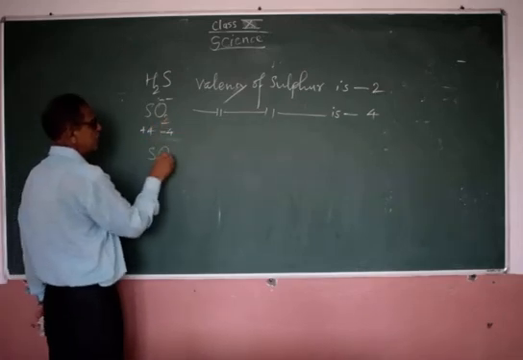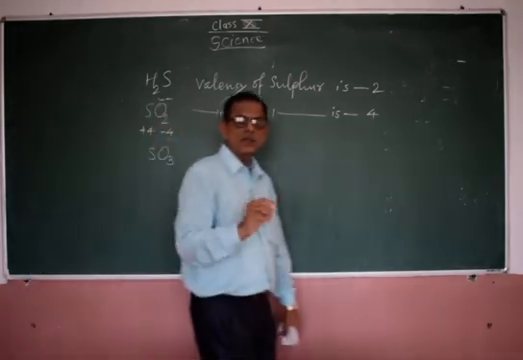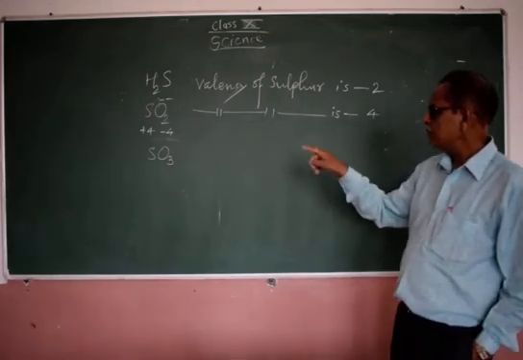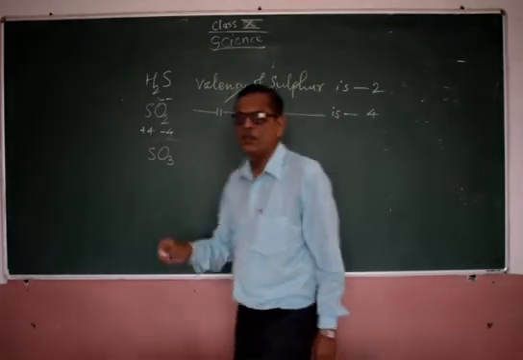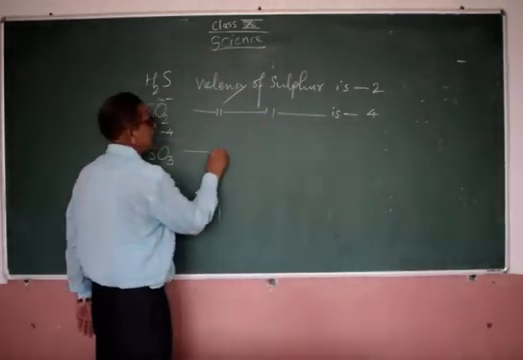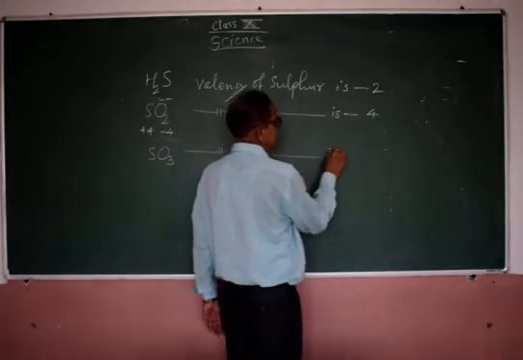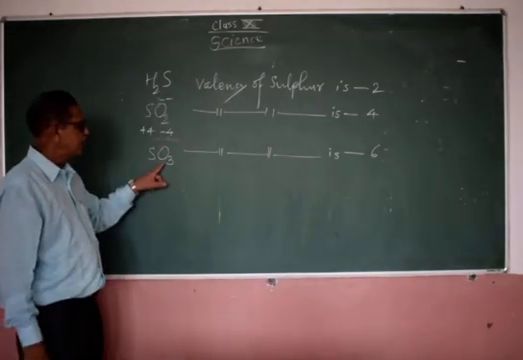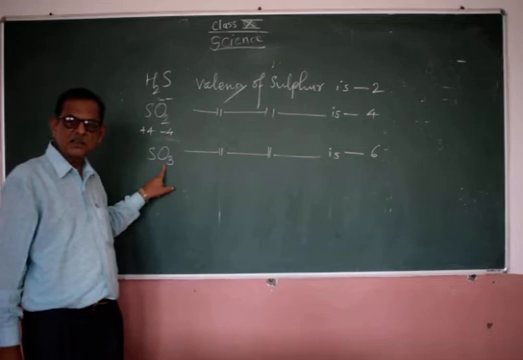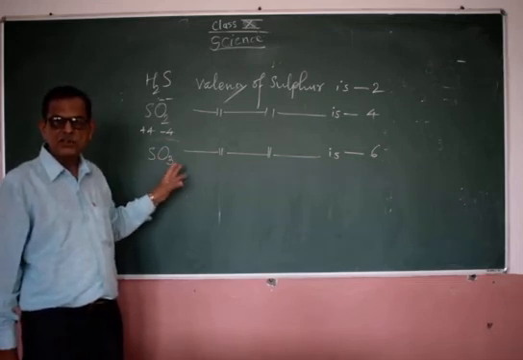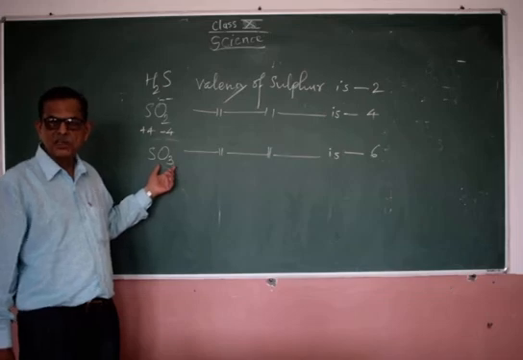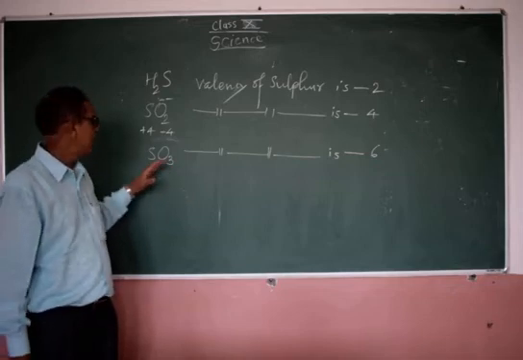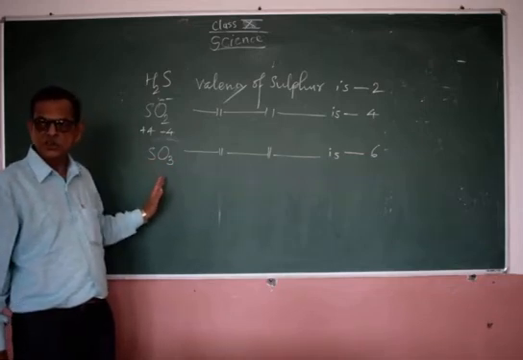And another compound, SO3. In SO3, the 3 oxygen atoms are combining with 1 sulfur atom, and therefore the valency of sulfur is 6. The valency of 1 oxygen atom is 2. There are 3 oxygen atoms in the compound, therefore the total valency of oxygen will be 6, and therefore sulfur will have 6 positive charges.